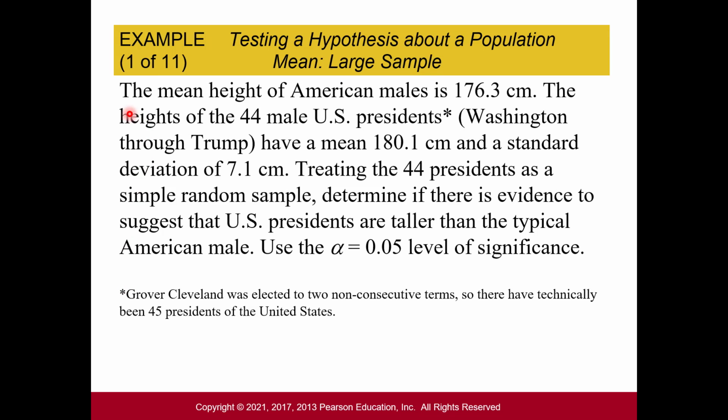Okay, so let's try out an example. The mean height of American males is 176.3 centimeters. The heights of the 44 male U.S. presidents, Washington through Trump, have a mean height of 180.1 centimeters with a standard deviation of 7.1. Treating the 44 presidents as a simple random sample, determine if there is evidence to suggest that U.S. presidents are taller than the typical American male. And we're going to use alpha equals 0.05 for our level of significance.